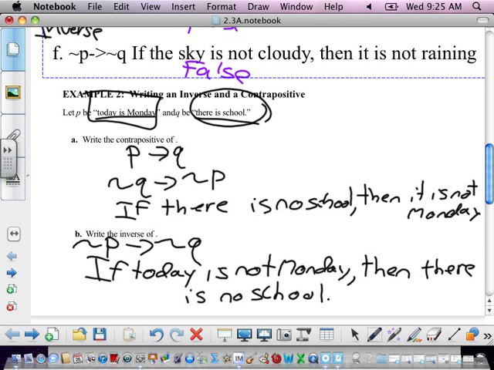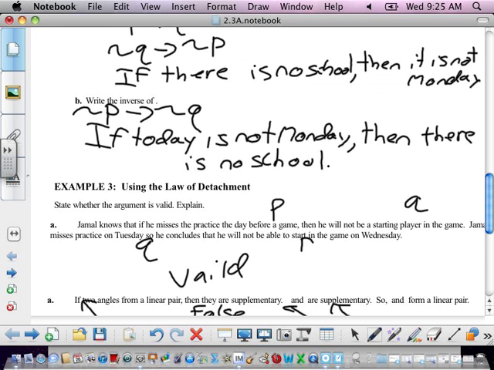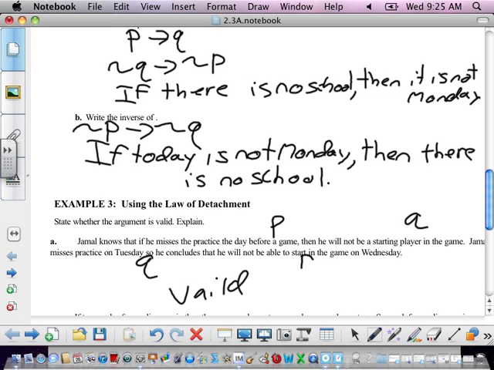Do you think he's going to start the game on Wednesday? No. So that would be a valid statement. So I've got that it is valid. And what this is saying is we've got a conditional statement, P to Q, and they're both true. He's not practicing Tuesday, so he can't start the game Wednesday.